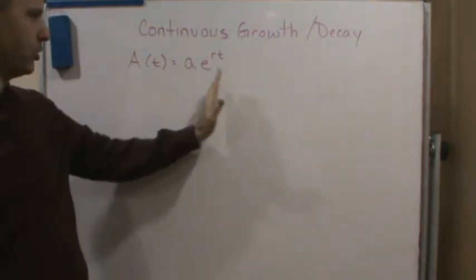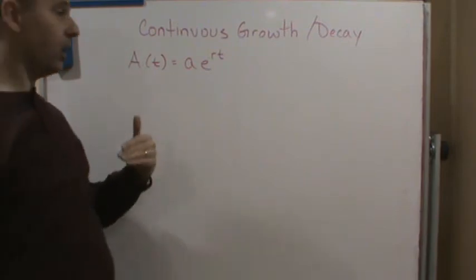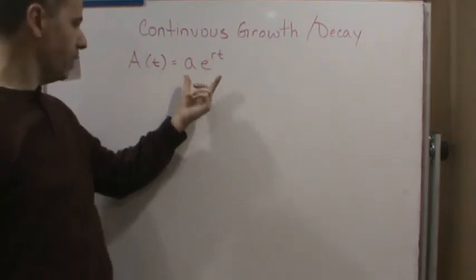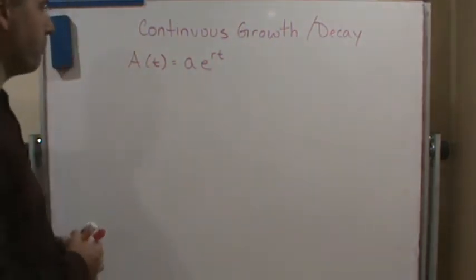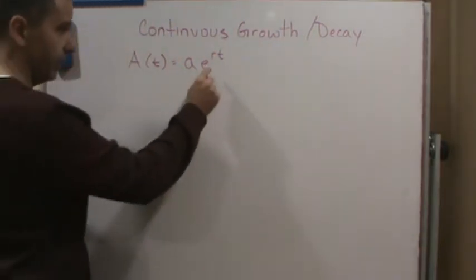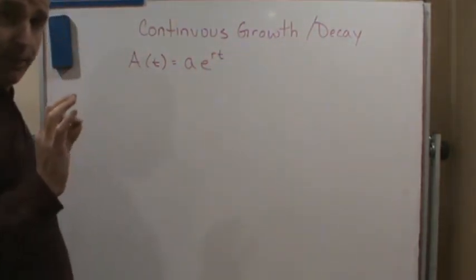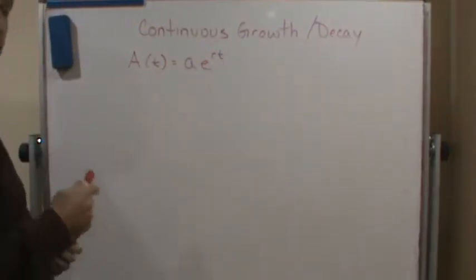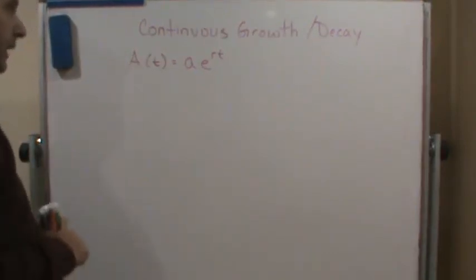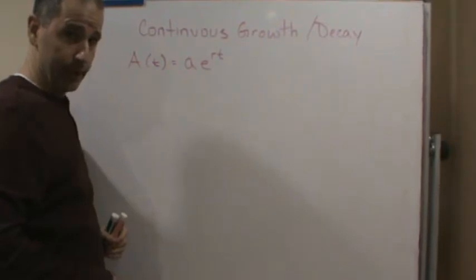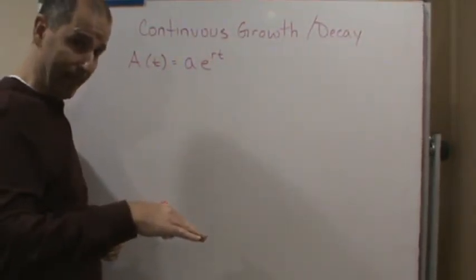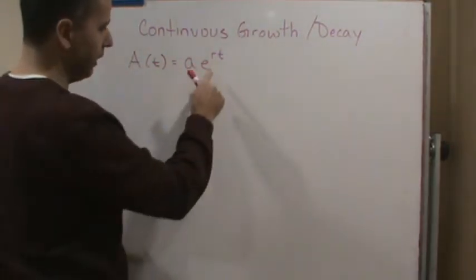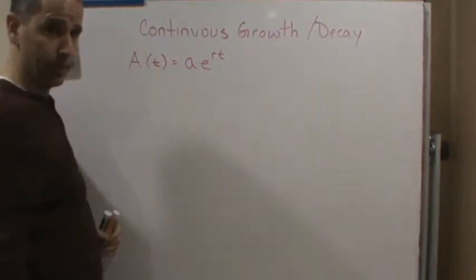Now this could be related to anything that has continuous counting or close, that can be considered continuous growth or continuous decay. So depends on the situation. Now, the thing is, if the rate is positive, if R is positive, then it's going to be a growth, exponential growth. If R is negative, then it's going to be exponential decay. So if R is positive, it's continuous growth. If R is negative, then it's going to be continuous decay.